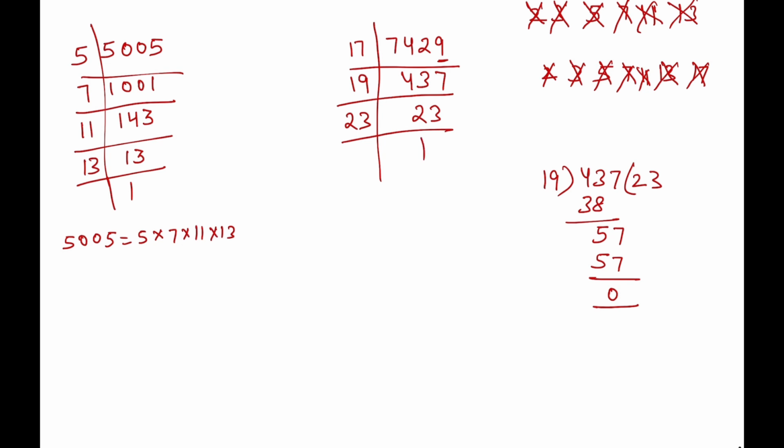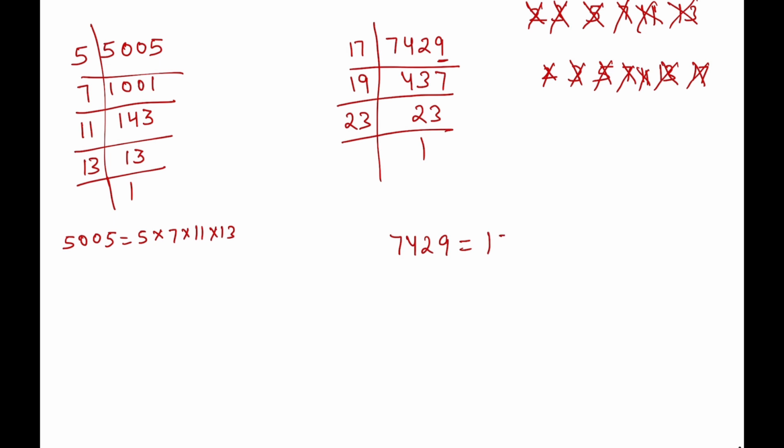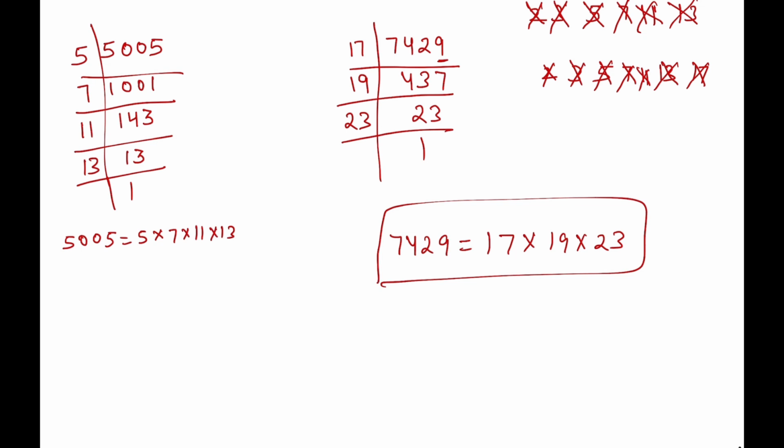So the factors of 7429 are 17 into 19 into 23. This was a really tricky question, but we have learned a lot of things from this question, like how to divide from starting to end, right?